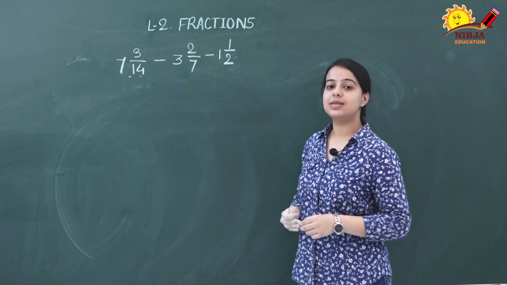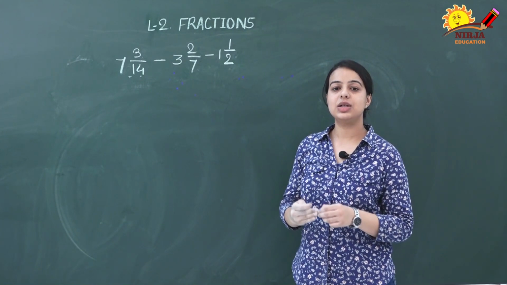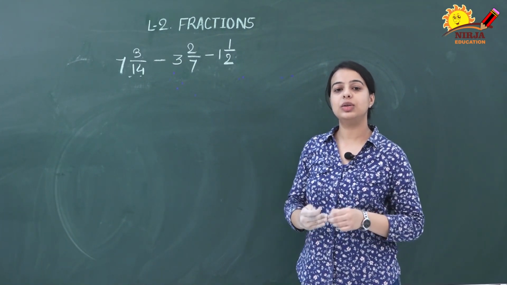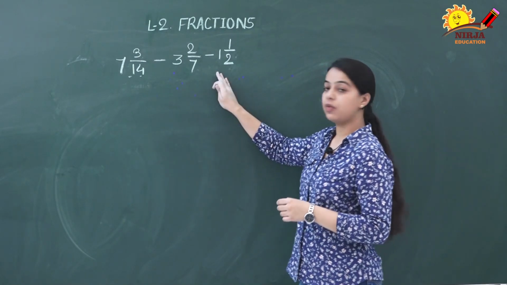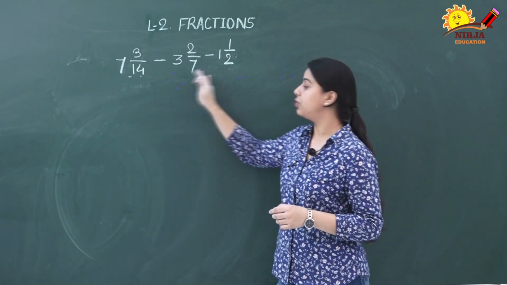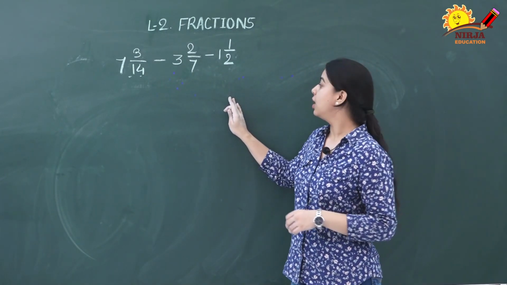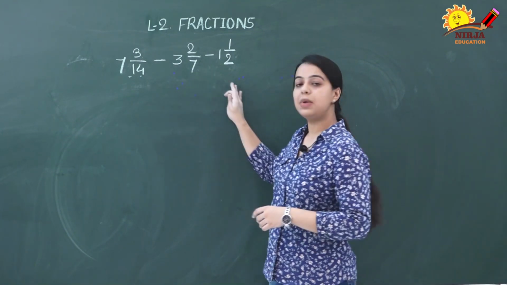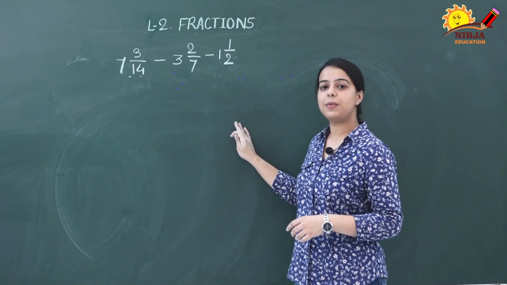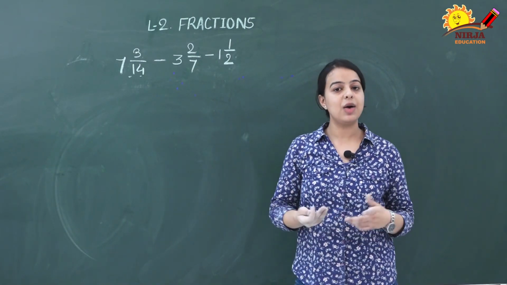Now let's see some other example of addition and subtraction of fraction, so that we will be more clear about it. Here we are going to perform subtraction of three different unlike fractions. First thing we need to do is convert the given mixed fractions into improper fractions, and we all know how to do that.